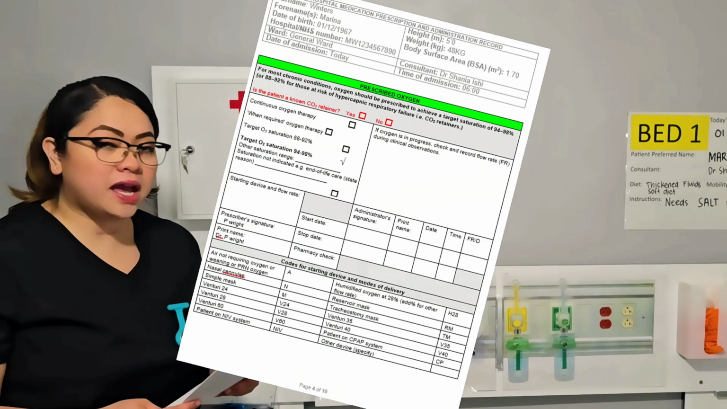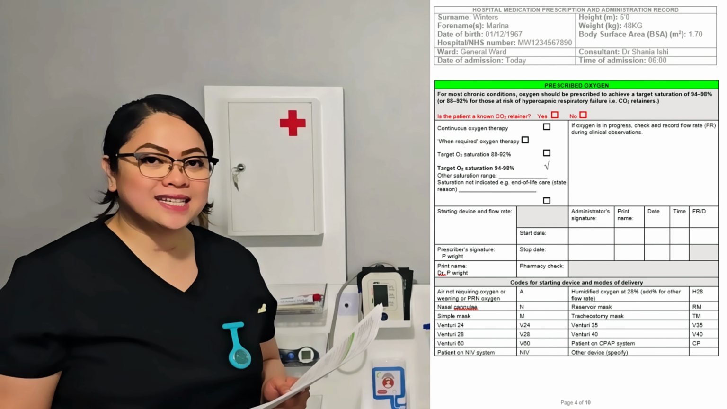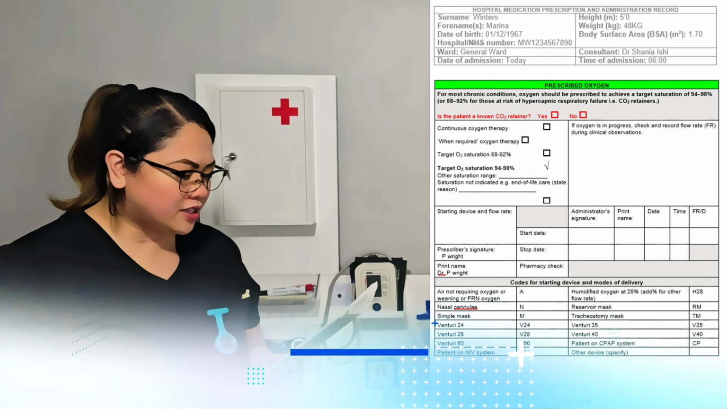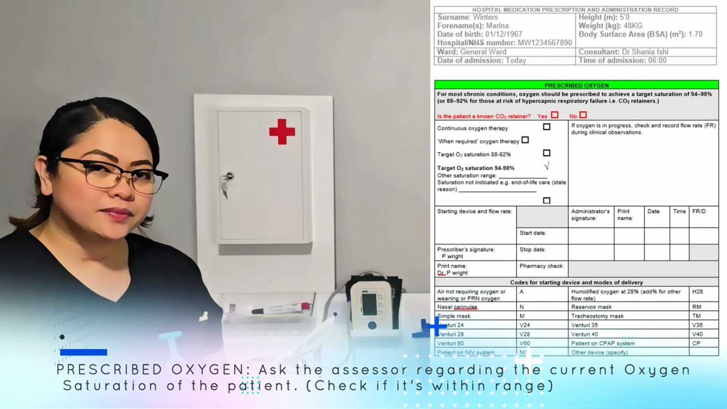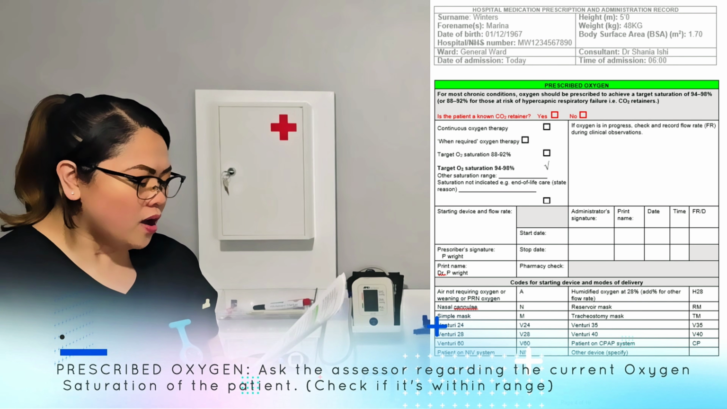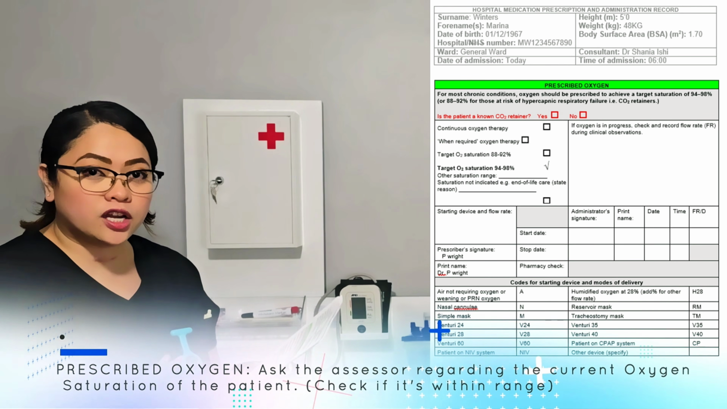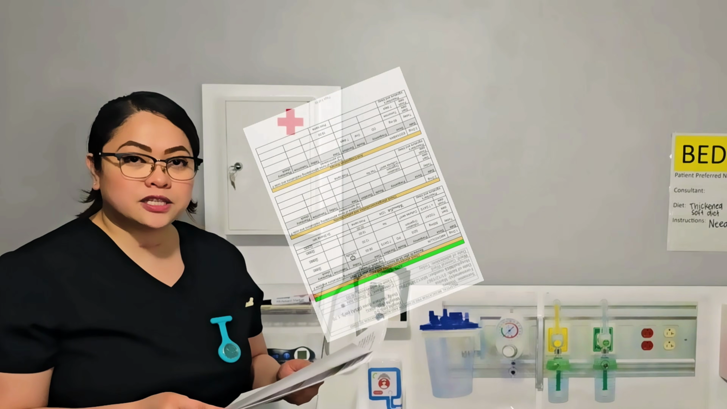Going now to the next page. Again, this prescription is for Marina Winters. The information of the patient is correct and complete and the same as the first page. So prescribed oxygen. Miss Examiner, what's the current oxygen saturation of the patient? 98%. So the target oxygen saturation of the patient is 94 to 98%. So I'm not going to do anything here since the patient is within range. Going now to the next page.